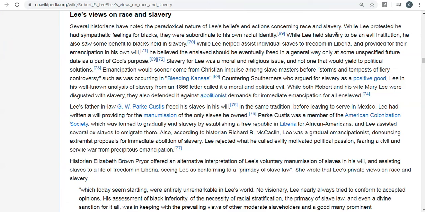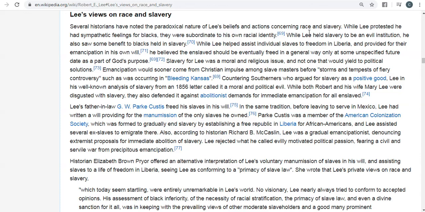While Lee protested he had sympathetic feelings for blacks, they were subordinate to his own racial identity. In other words, he might feel sorry for them, but they weren't as good as him. Yikes. While Lee held slavery to be an evil institution, he also saw some benefit to blacks held in slavery. Wow. While Lee has helped assist individual slaves to freedom in Liberia and provided for their emancipation in his own will, he believed that the enslaved should be eventually freed in a general way, only at some unspecified future date as part of God's purpose. Slavery for Lee was a moral and religious issue, not one that could yield to political solutions.